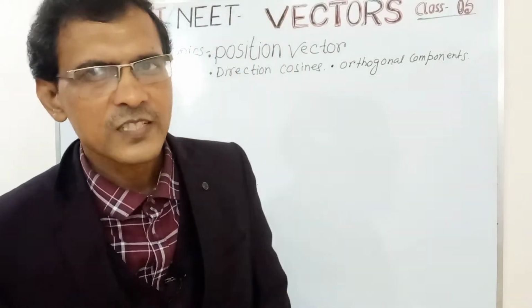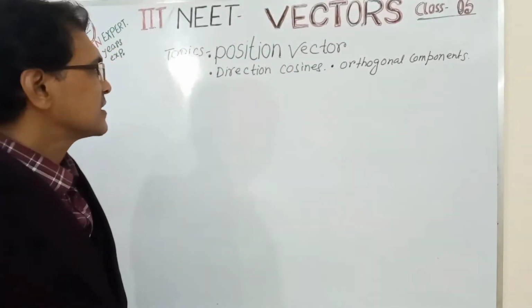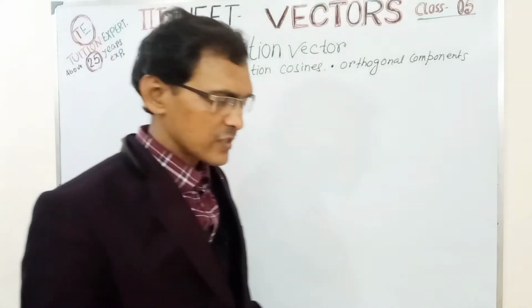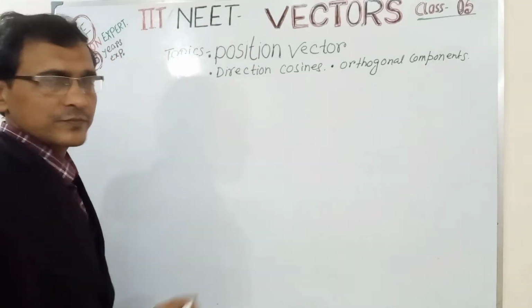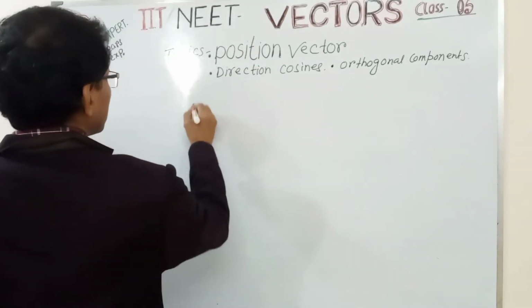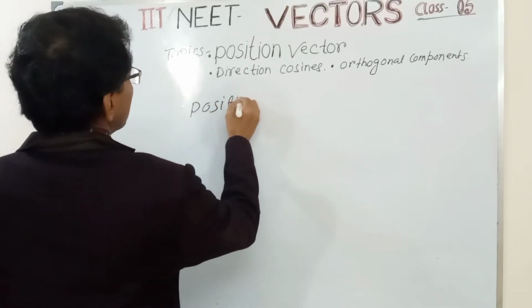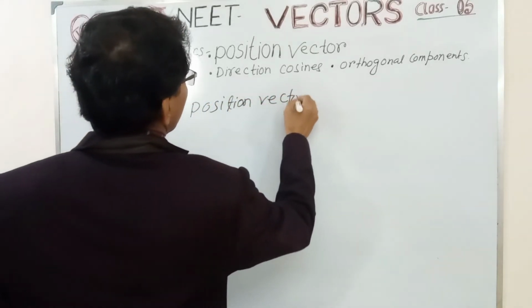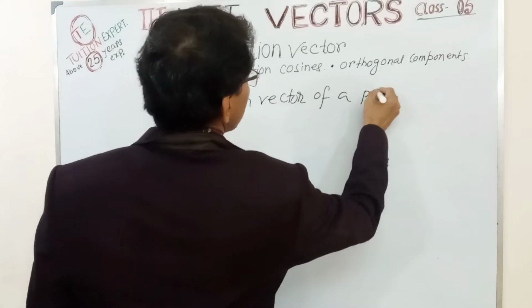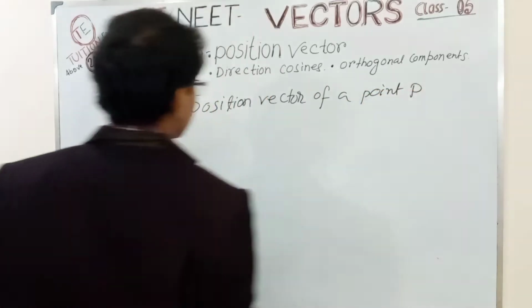In this class, I will discuss the position vector, direction cosines, and orthogonal components. Now, what is the position vector of a point? What is the position vector of a point P?